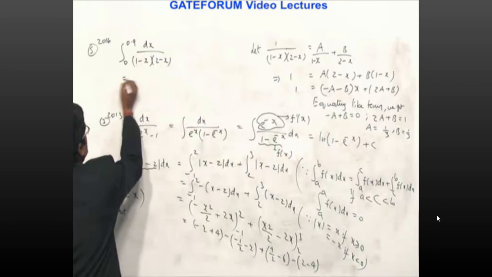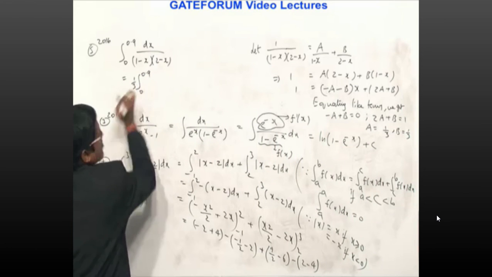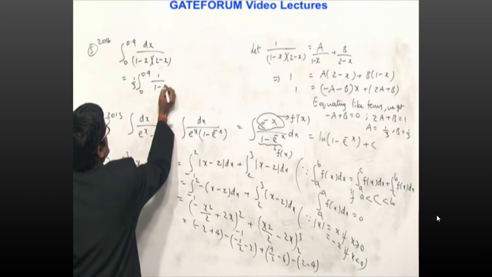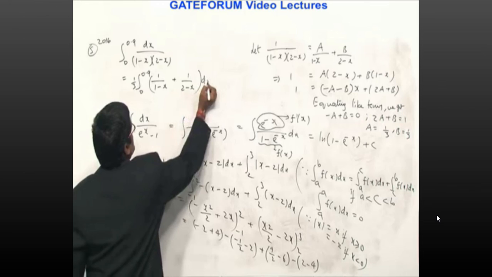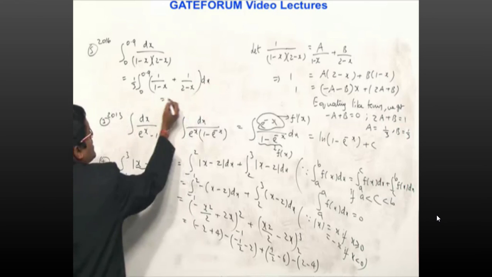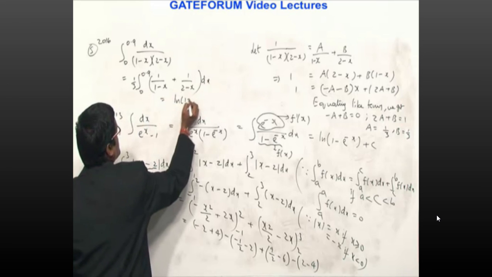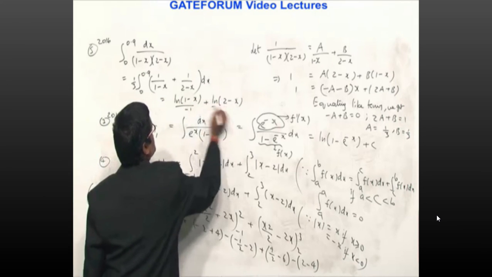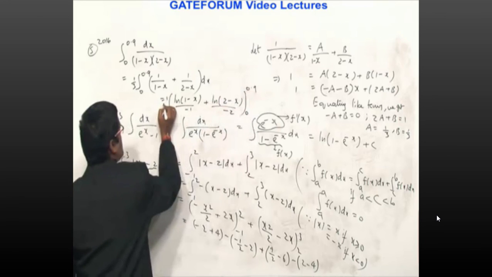So come back to this, is equal to the integral from 0 to 0.9. 1 by 3 I can take outside because it is common. So 1 by 1 minus x plus 1 by 2 minus x. The integration of 1 by x is log x. While integrating you should divide by the x coefficient. So ln of 1 minus x divided by minus 1 plus ln of 2 minus x divided by minus 2, limits between 0 to 0.9, pre-multiplied by 1 by 3.